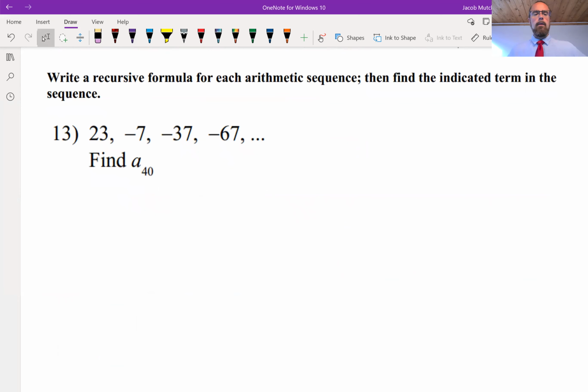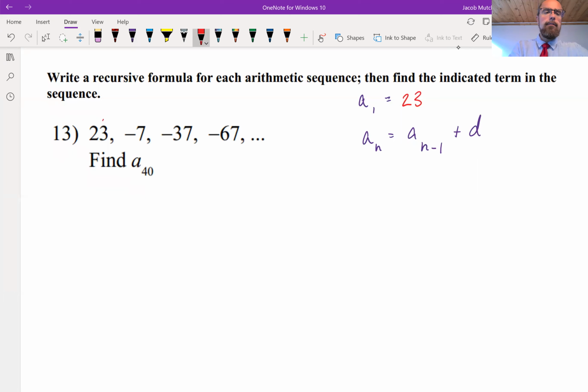for that. So again, for a recursive formula, what I need again is the template. A sub n equals the previous term, a sub n minus 1, plus the common difference. And again, I want to say what a sub 1 is. You always put both things together for a recursive formula. So I see my a sub 1 is going to be 23. And that's my first term.